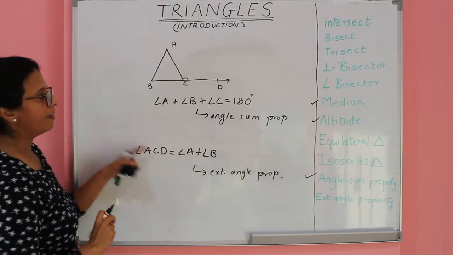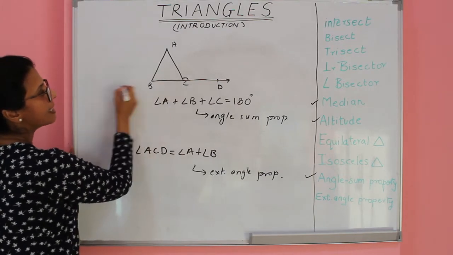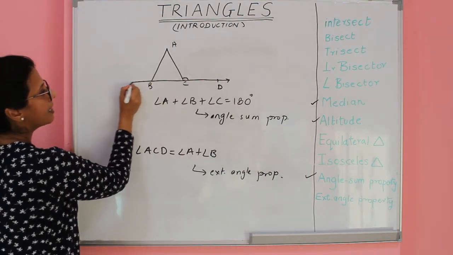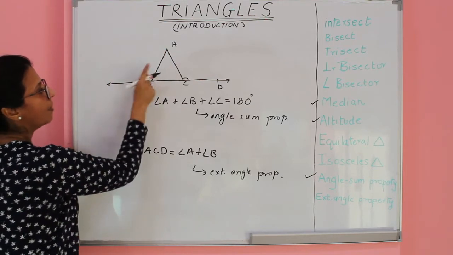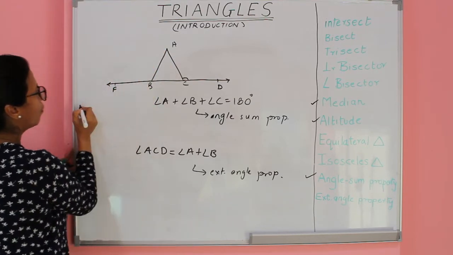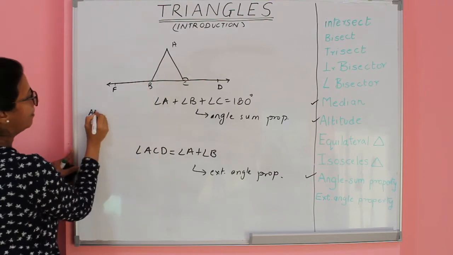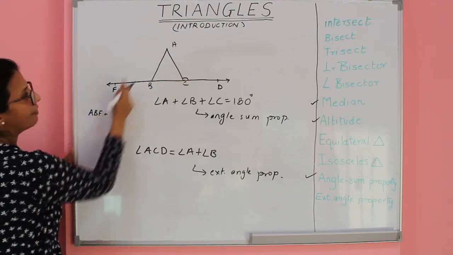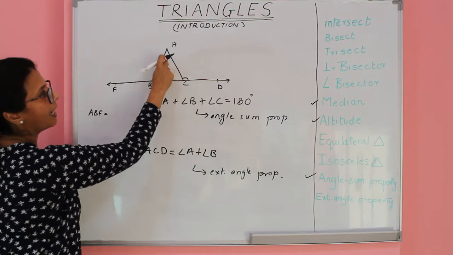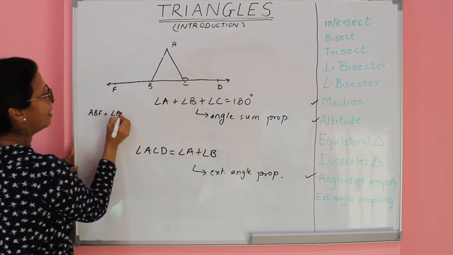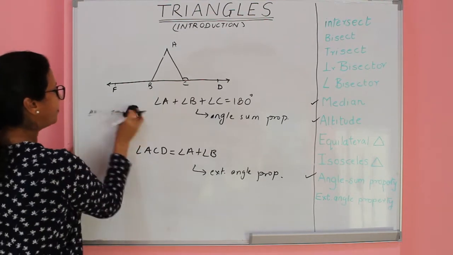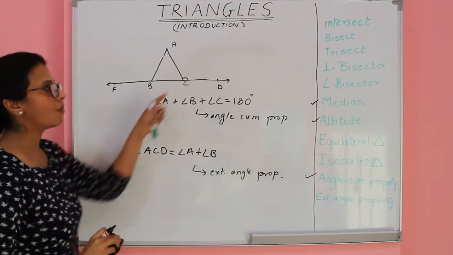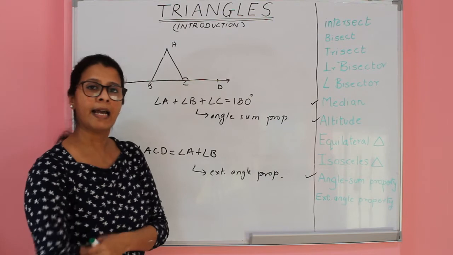Exterior angle property, one more we can do. Can I extend this side over here? Yes, I can extend this side over here. Then which will be the angle formed? This is the angle formed. Suppose this is F. So what will it be? ABF will be equal to angle A plus angle C. So these are the exterior angle properties. Clear? So this is all you have to know for the triangle chapter.